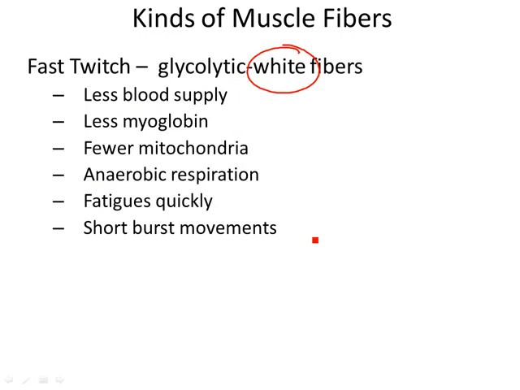Now, fast twitch white fibers, they're white because they have less blood supply. They have less myoglobin. They don't have as much mitochondria. They use anaerobic respiration, and they fatigue really quickly. These are those short burst movements, things you do really quickly and are over. For example, like swinging a bat and hitting the ball really, really quickly. Those are fast twitch fibers. So they fatigue very quickly.